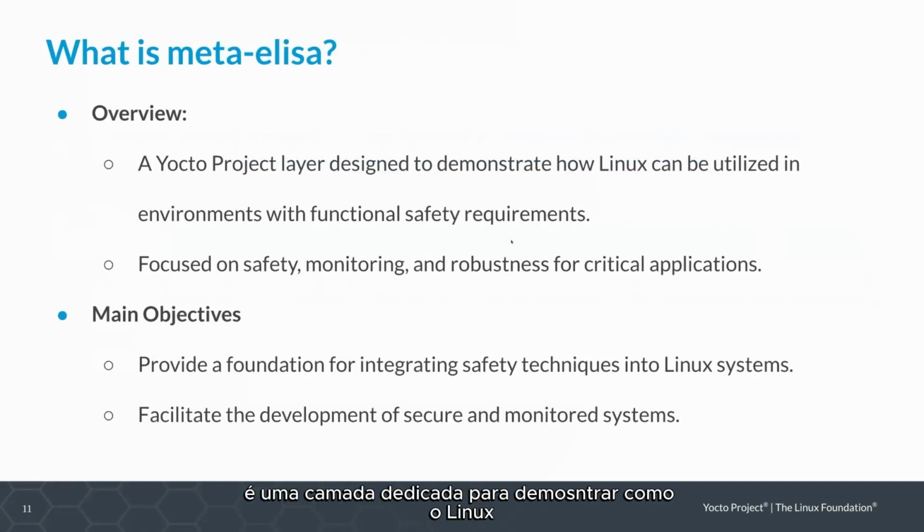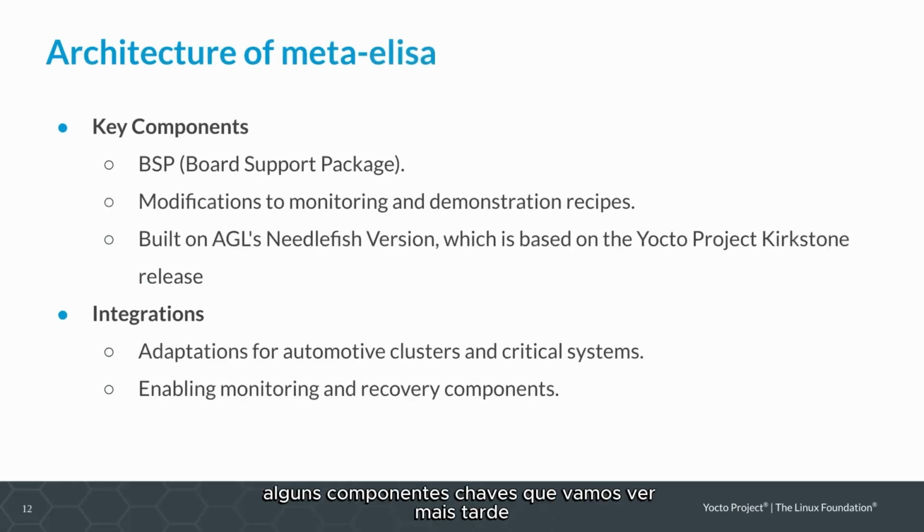So what is meta-elisa? It's a layer dedicated to demonstrating how Linux can be used in environments with safety requirements. They focus on safety, monitoring, and robustness of the critical application. They provide a foundation for safety technology in Linux systems, and facilitate the development of secure and monitored systems. Some key components we're going to see later, but we have the BSP part. We're going to set some kernel configurations to enable a watchdog, for example. They added some recipes to monitor and to create a demonstration we're going to see.